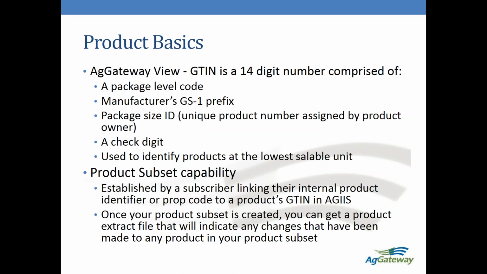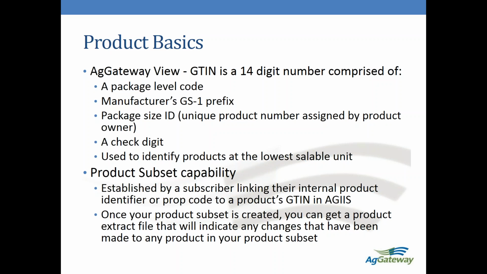From a product standpoint, a GTIN is used to identify products at the lowest saleable unit. So that would be at the package configuration level. So this would be a bulk product. It could be a 2x2.5. It could be a pallet of products. So there's several GTINs that could be assigned at the package configuration level for a single product.